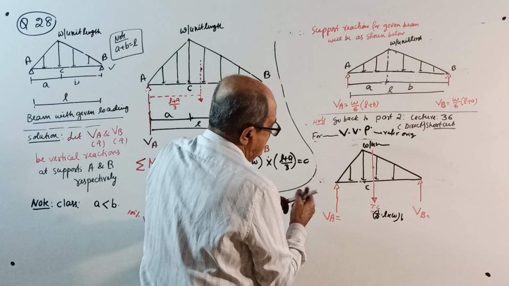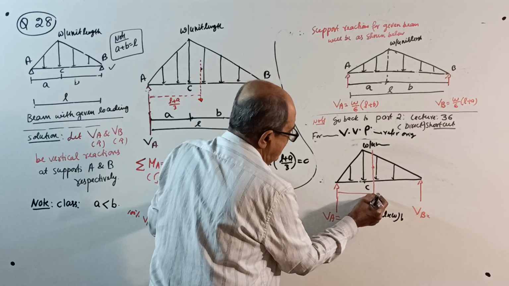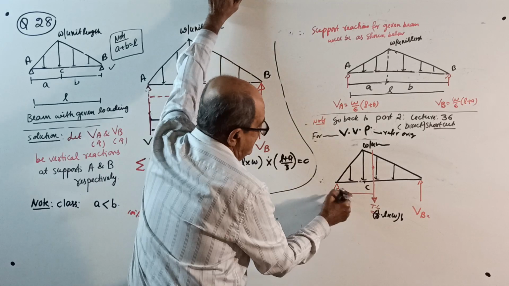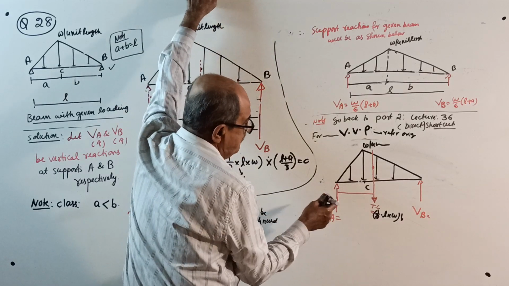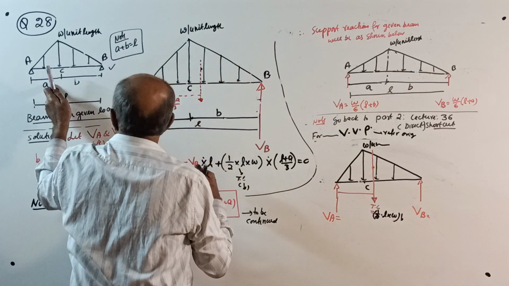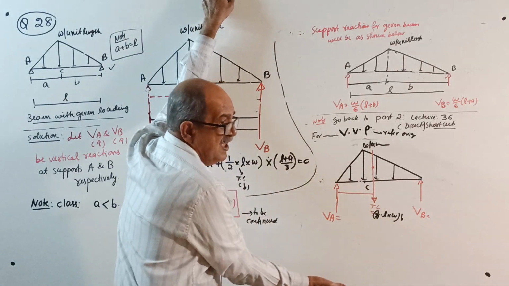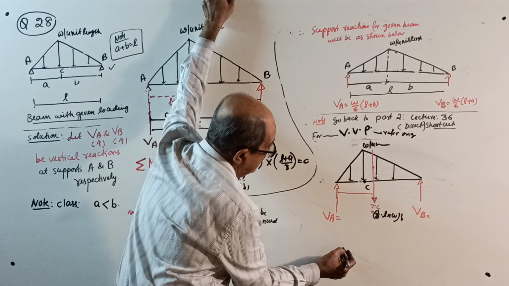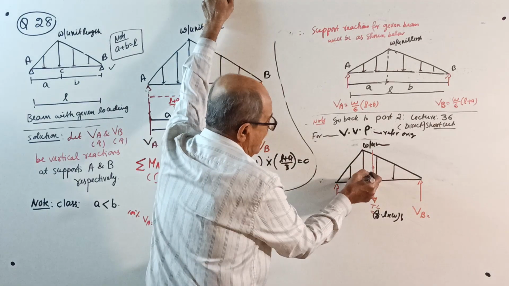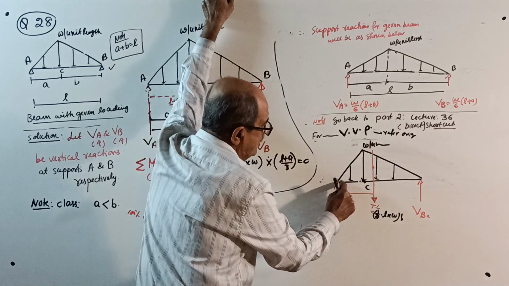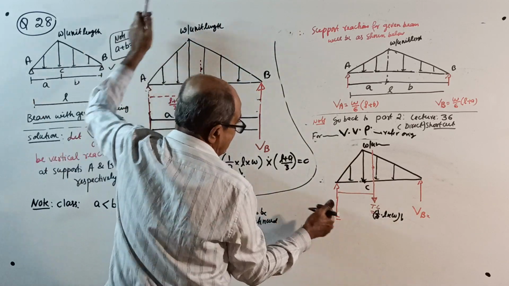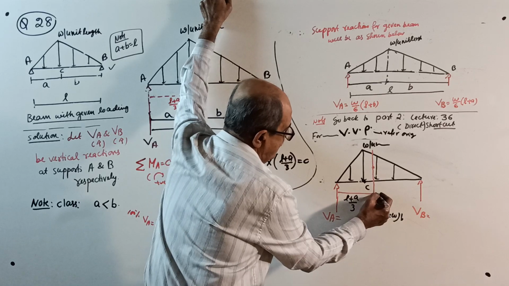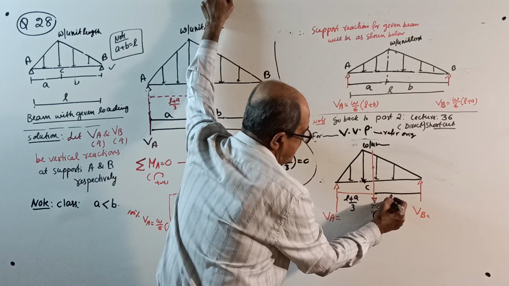Then the distance from here to here, I told already, is L plus A by 3. If you want to understand correctly, once again mark A and B here. Here space is not there. I have written so clearly here. This is L plus A by 3. This is L plus B by 3.